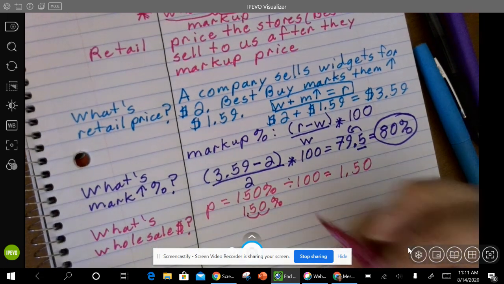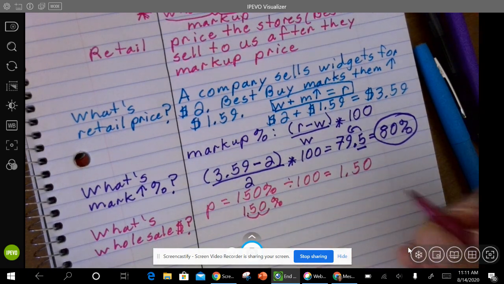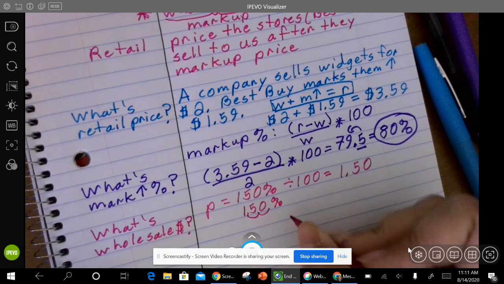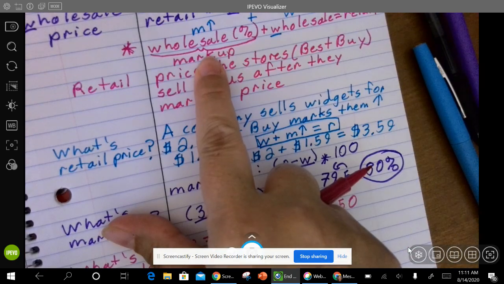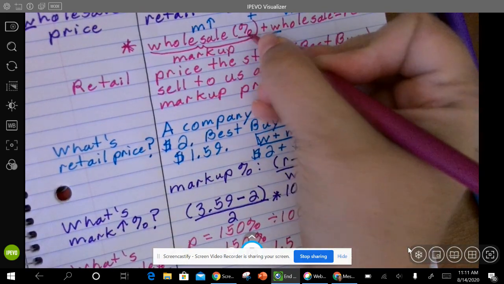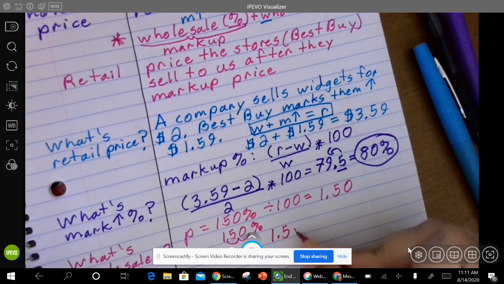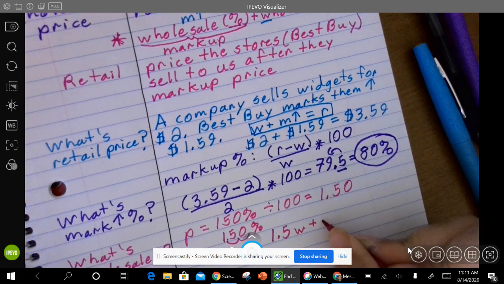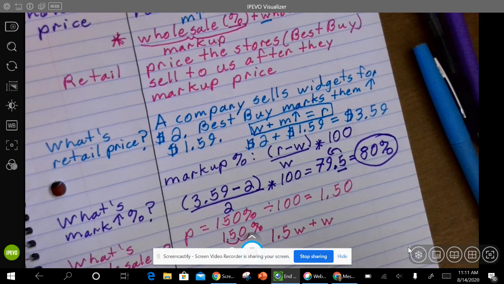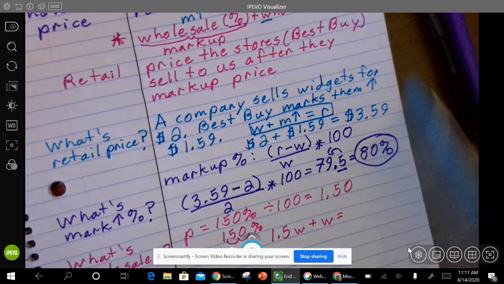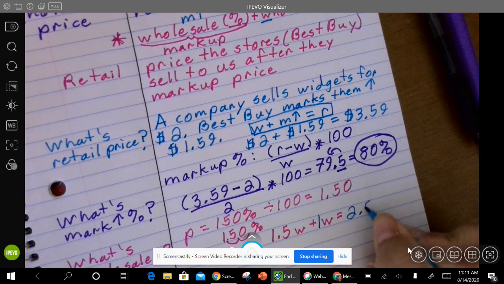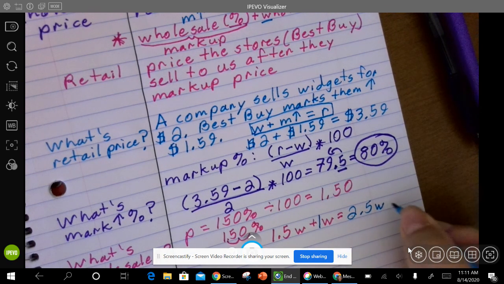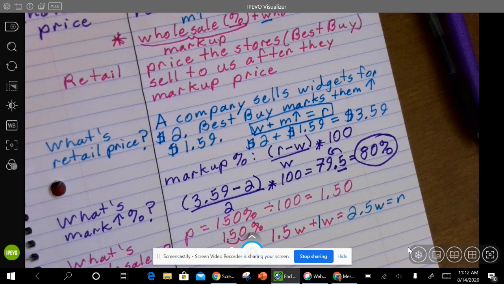So how we would do it, we would go, okay, so you also think about, so it's going to be 1. Everybody remember up here we have the market percentage, so the percent, times the wholesale, plus the wholesale. So remember, this one has an invisible 1 in front of it, right here. So we would get 2 5/10, and that would give us the retail.